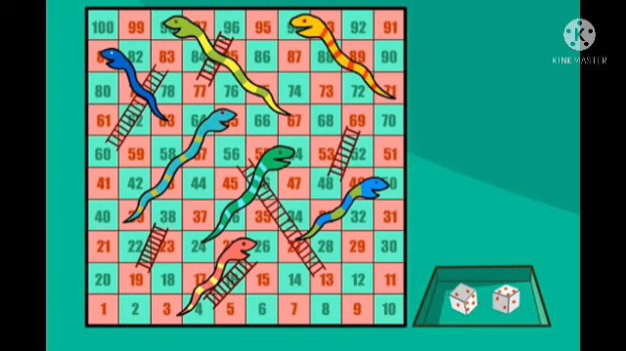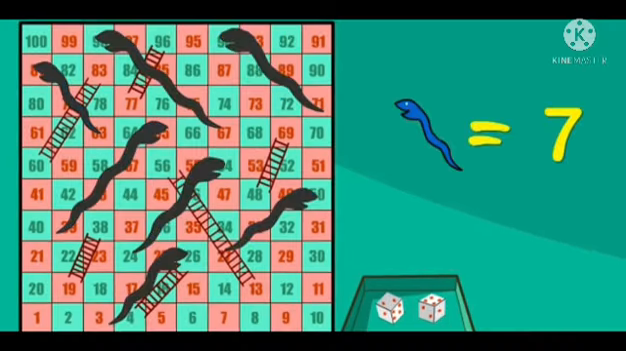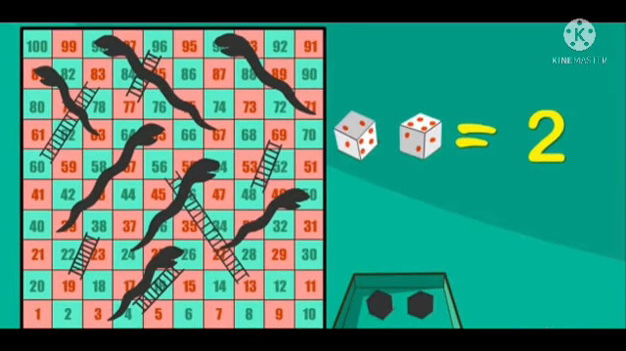Students, in this image, you can see we have a snake and ladder board. Here we have to find out the total number of snakes, ladders and dice. So, here you can see there are total 7 snakes, 6 ladders and 2 dice.